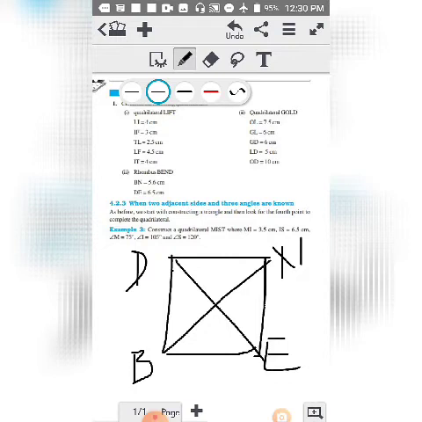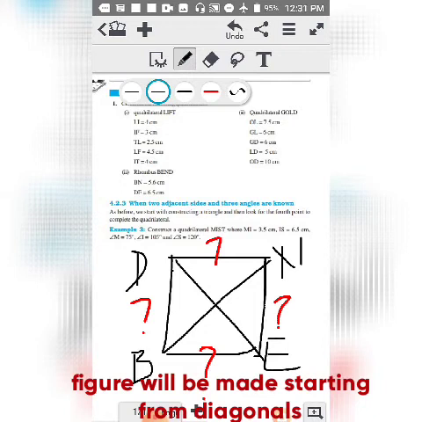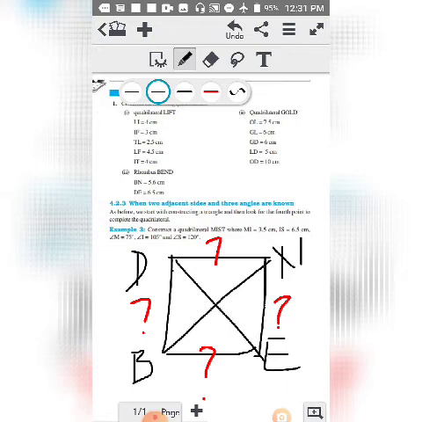It means in this rhombus the sides are not given. Neither this side is given nor this side is given. So no side is given, only diagonals are given. So the figure will be possible only when we make the rhombus with the help of diagonals. So we will draw this rhombus again in rough and start the construction from the diagonals. Okay, so the figure is not possible from the sides. So I will show you how to make the rhombus when no sides are given, only diagonals are given.